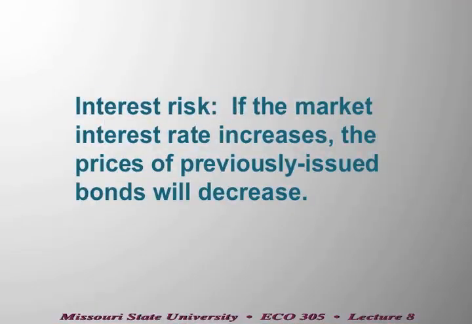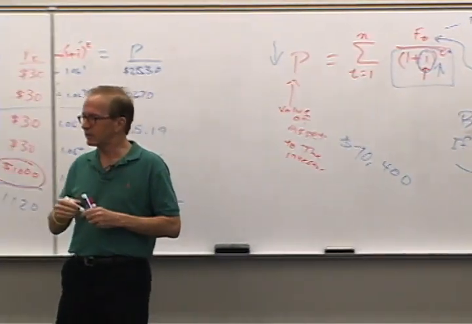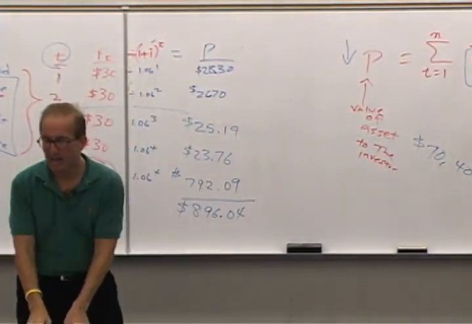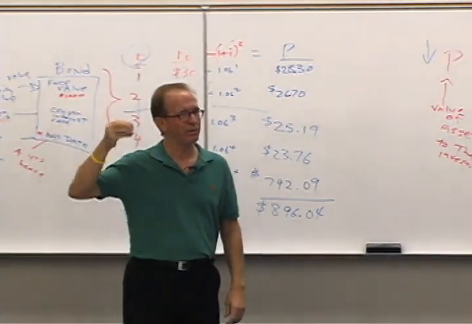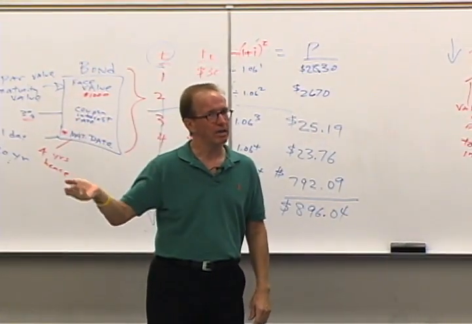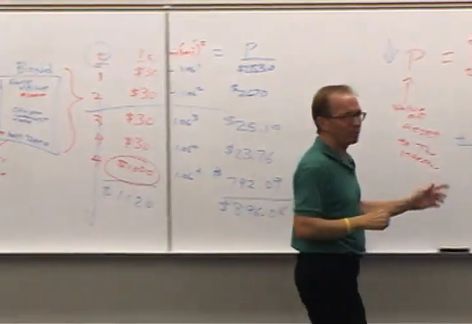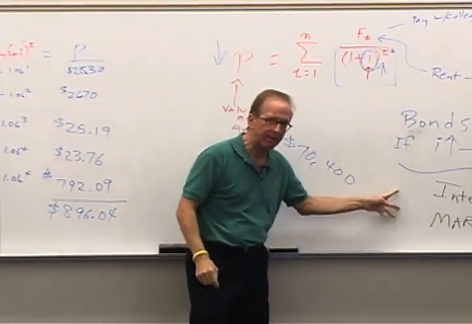And this relationship has a term. Anybody know the term? This is called interest rate risk, sometimes called market risk. And so what I'm saying to you is this: a lot of people think the stock market is kind of risky. Stock prices can go up or down. Well, guess what? Bonds are risky too. And we're talking about that risk right here.